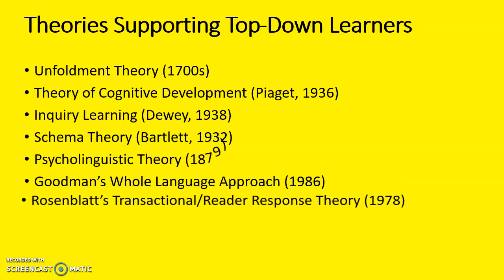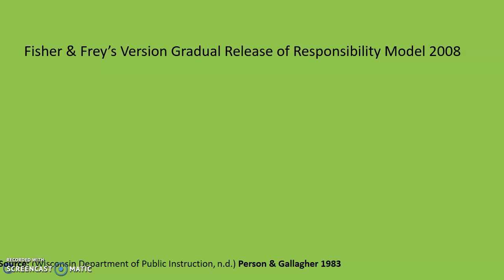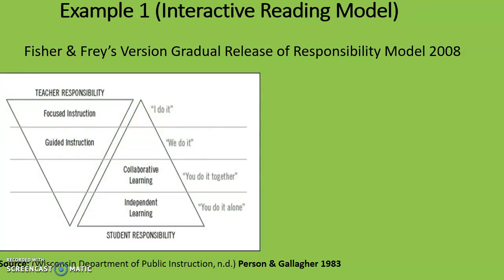So, theories supporting top-down learners. We have the unfoldment theory, theory of cognitive development, inquiry theory, schema theory, psycholinguistic theory, Goodman's whole language approach, and Rosenblatt's transactional reader response theory. So thinking of all of those theories and everything that we have discussed, we're going to look at a few interactive models here. Here's Fisher and Frey's version of the gradual release of responsibility model, based off of Pearson and Gallagher's in 1983.